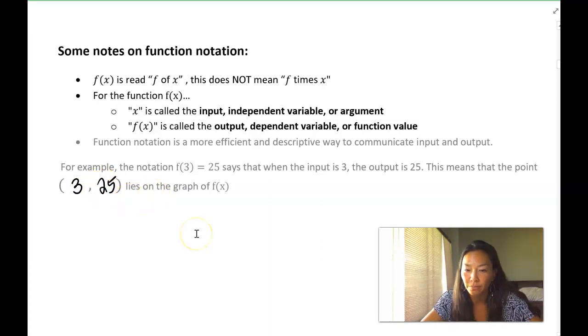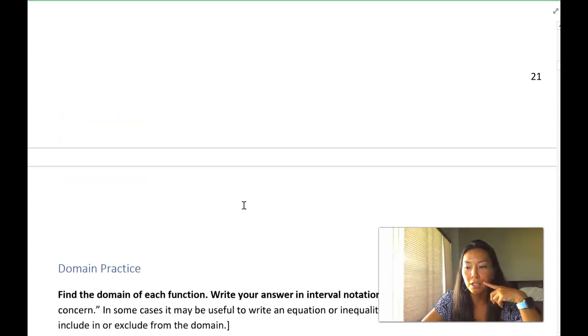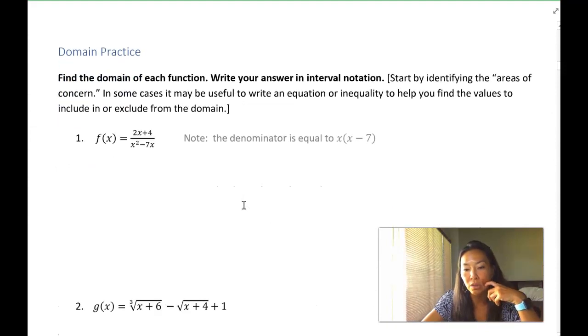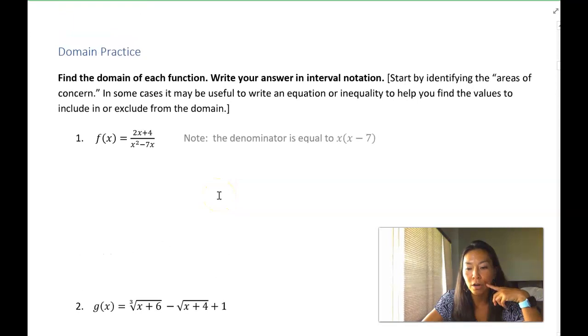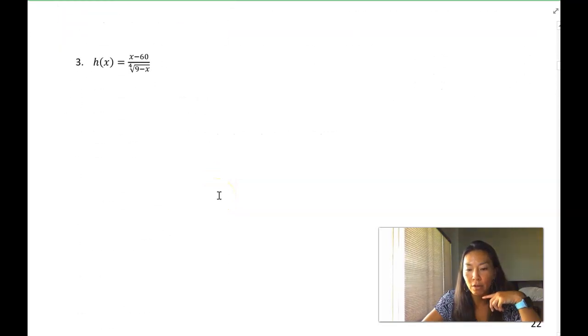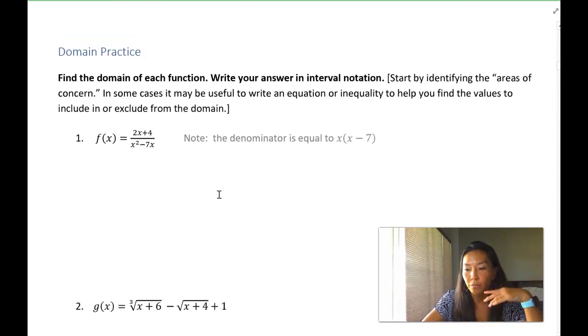Okay, so just some things that we want to get more familiar with. Now, if you look at the next page, let's go down to page 22. You have a domain practice. So I want you to go and work on numbers 1, 2, and 3. Hit pause and then hit play in a second, and I will go over this once you try.